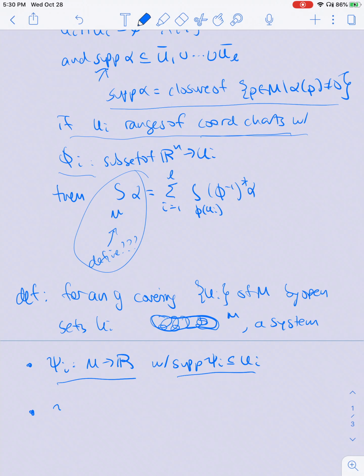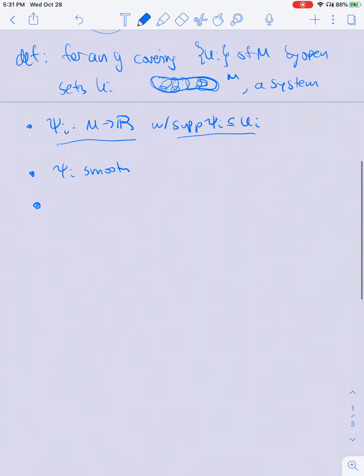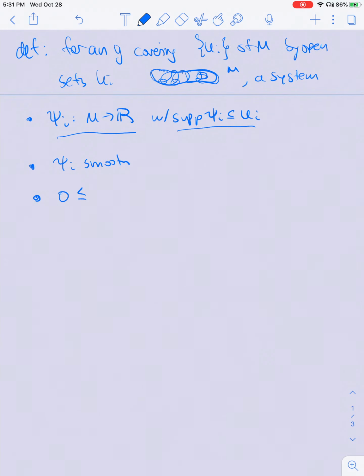And we want these psi i to be smooth, and valued between 0 and 1. And then we want their sum at any point to equal 1, for all points in the manifold. If we have this, then we call psi i a partition of unity.